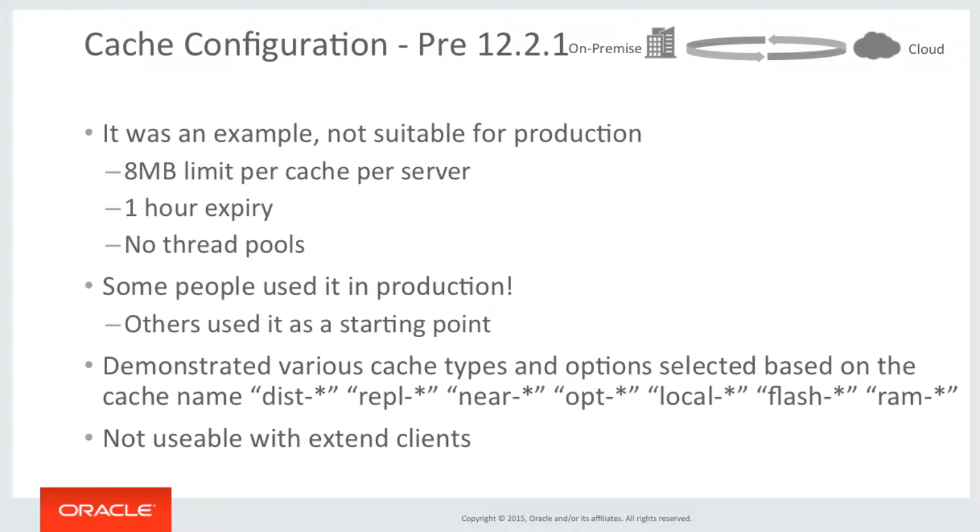It was really meant to highlight a variety of features within Coherence. And the way it had done that is through cache name mappings. So we had all these mappings at the top of the file that said if you try to access a cache with a name that starts with dist, then you obviously want a distributed cache. REPL, you want replicated, near, opt, local, flash, RAM. These honestly are not good names for caches.